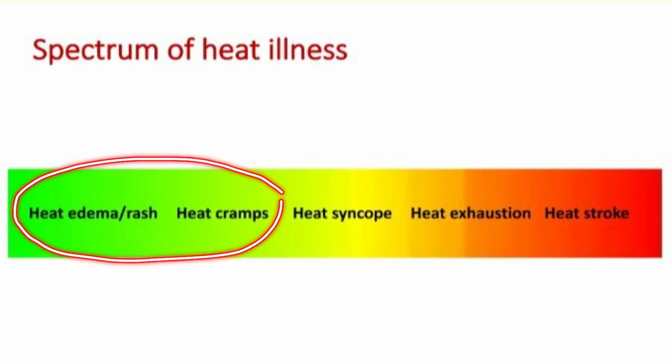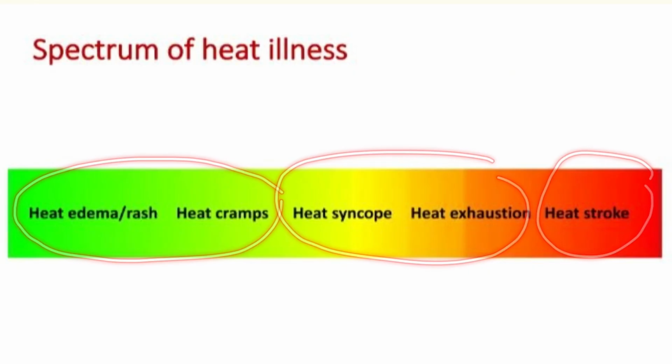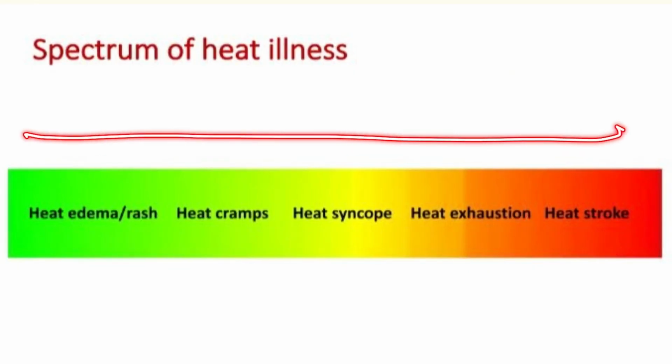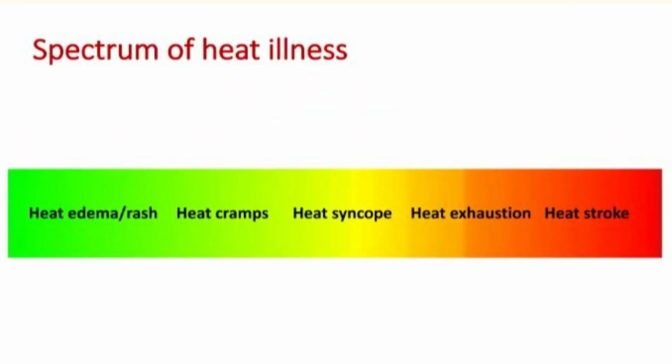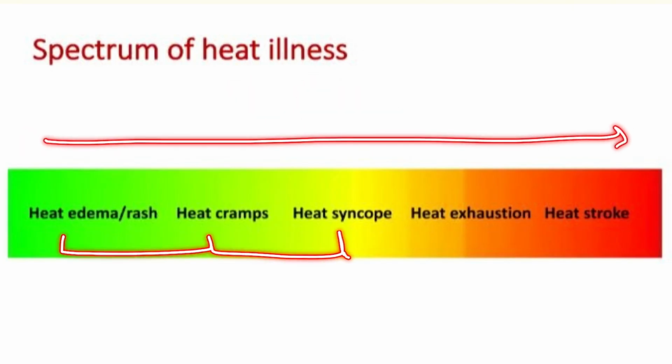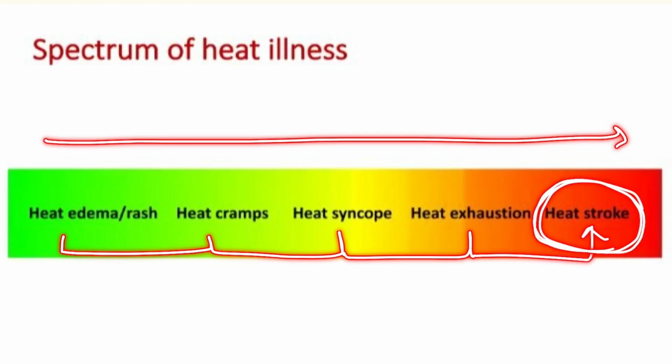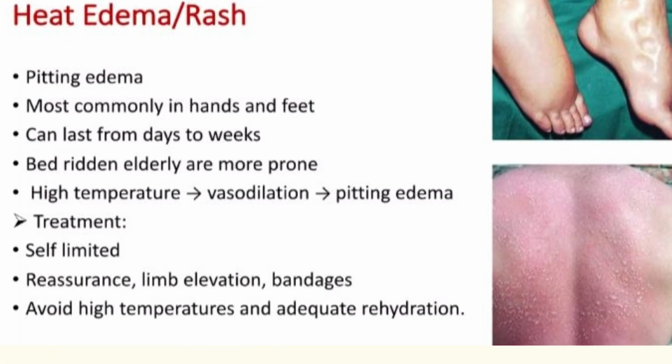These are the minor forms, these are the moderate, and this is the severe form of heat illness. As we move from left to right, our thermoregulation fails. Initially there is heat edema, followed by heat cramps, then heat syncope, then heat exhaustion, and finally heat stroke, which is an emergency situation. Here the thermoregulation does not work at all. This is heat stroke.